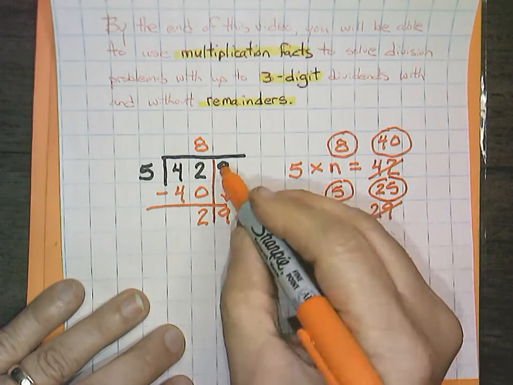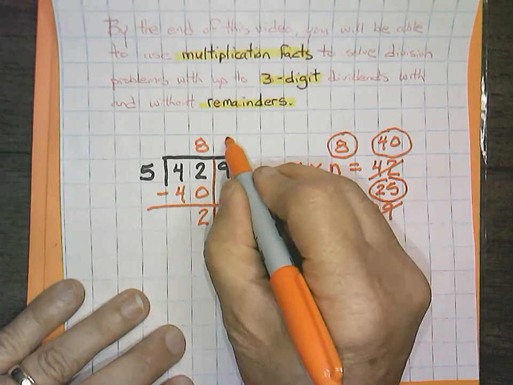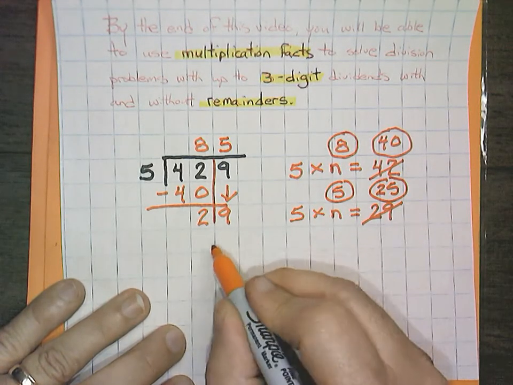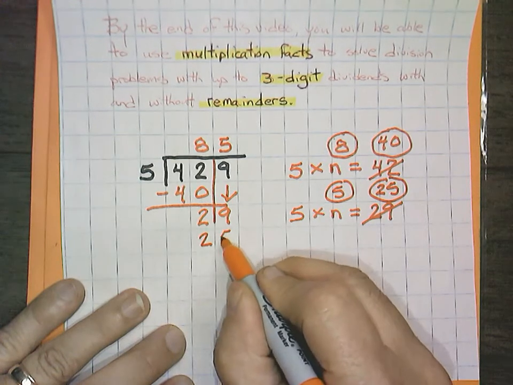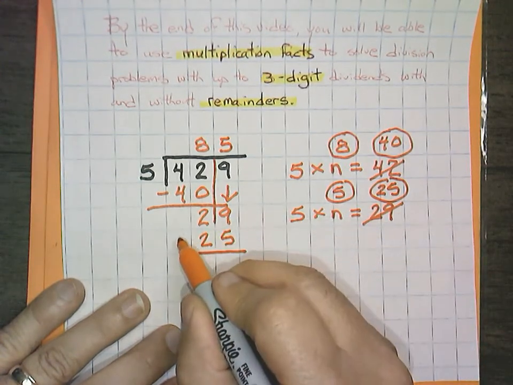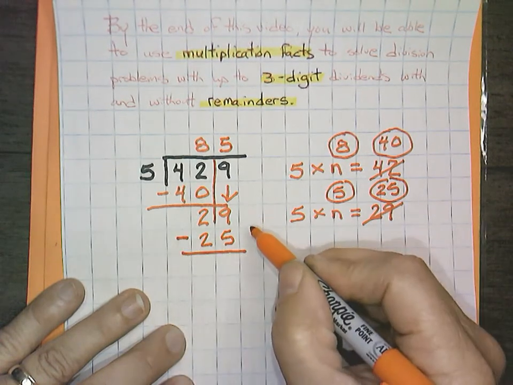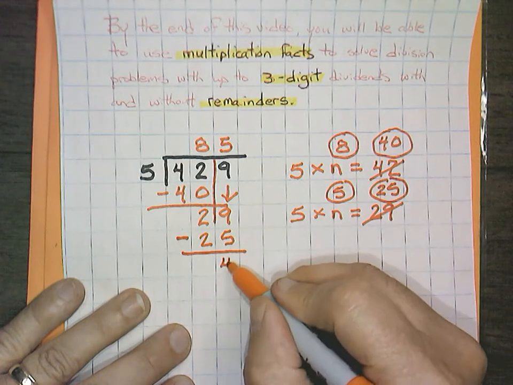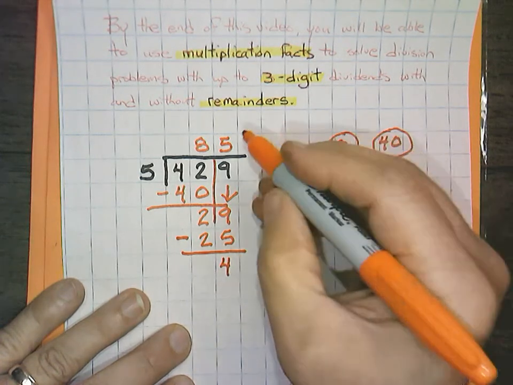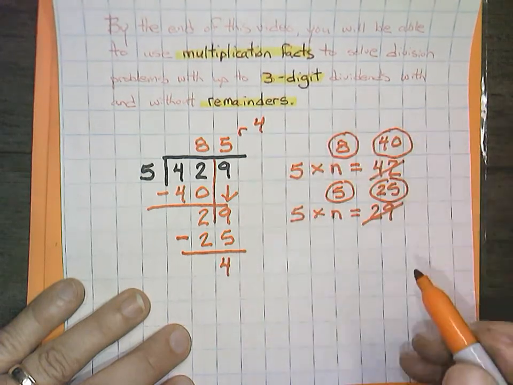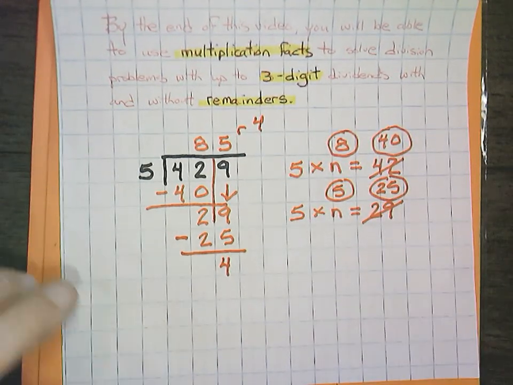The 5 now goes right here. The 25 goes down here below the 29, and I want to compare. Notice that they're not the same numbers. They're different numbers, and in math, difference means you subtract. 9 minus 5 is 4, so my answer is 85 with a remainder of 4.